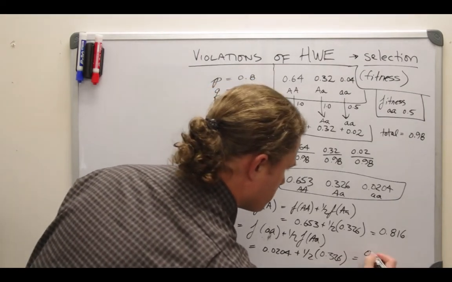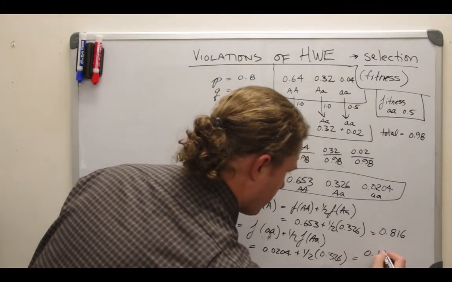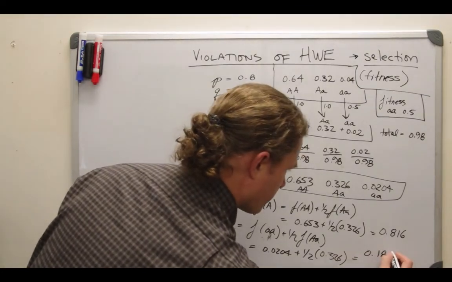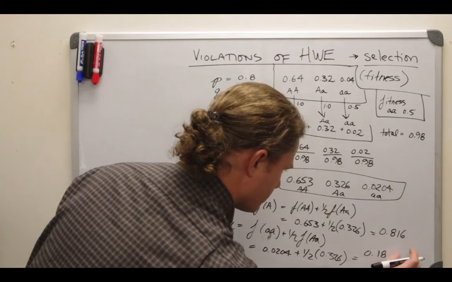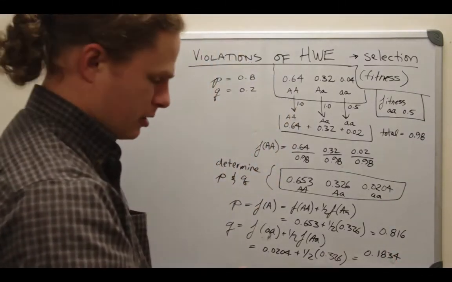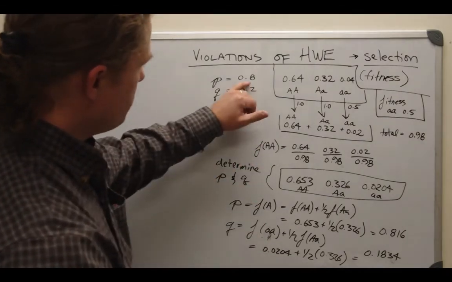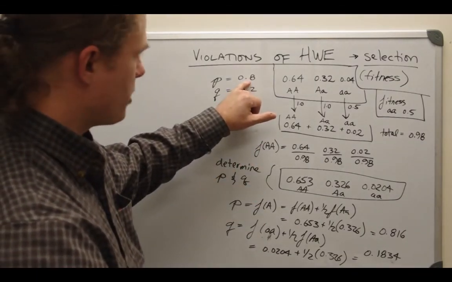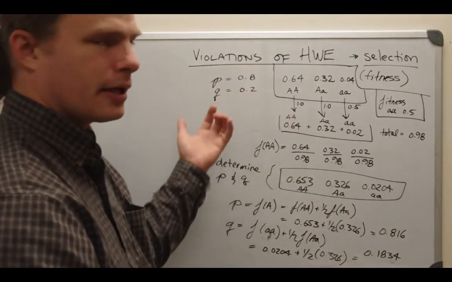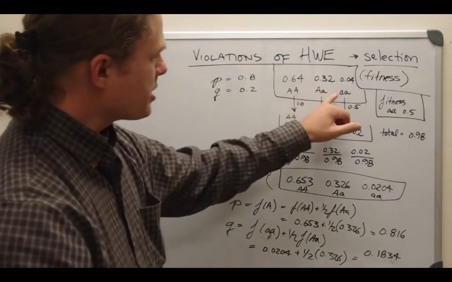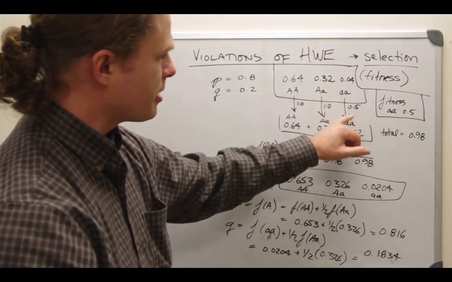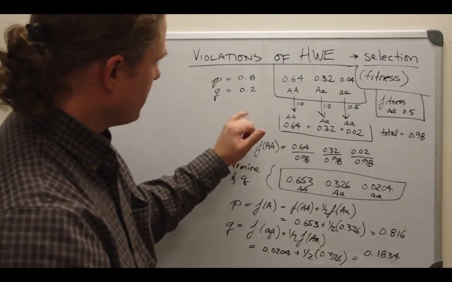And that comes out to approximately 1.184. Well, 34. Again, there's some rounding issues here. But the trend that we're seeing is that P used to be 0.8 in the prior generation, and now it's increased slightly. We've got slightly more big A alleles in the population, and that's because we've lost primarily little a alleles by the failure of some of these individuals to reproduce.